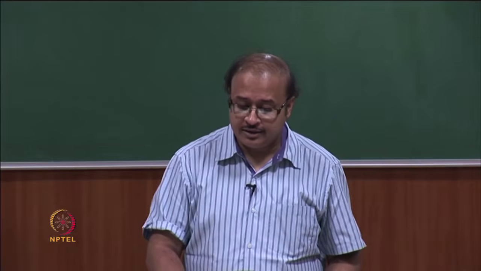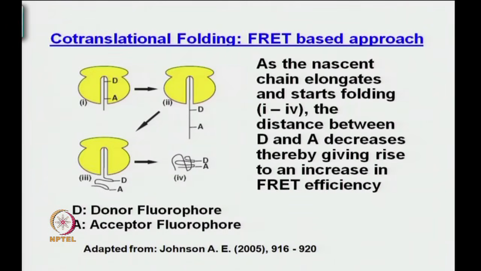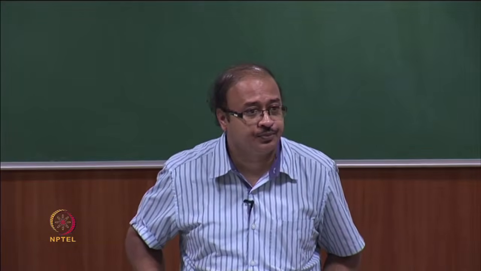Now, how can it do that? One is, it can engulf most of it, releasing a little part of it as the peptide goes into the cytosol. Or, depending upon the protein and the interactions with the trigger factor, the protein can start folding into small domains. So, evidence for both is known. Look at what this title says: co-translational folding, FRET based approach.